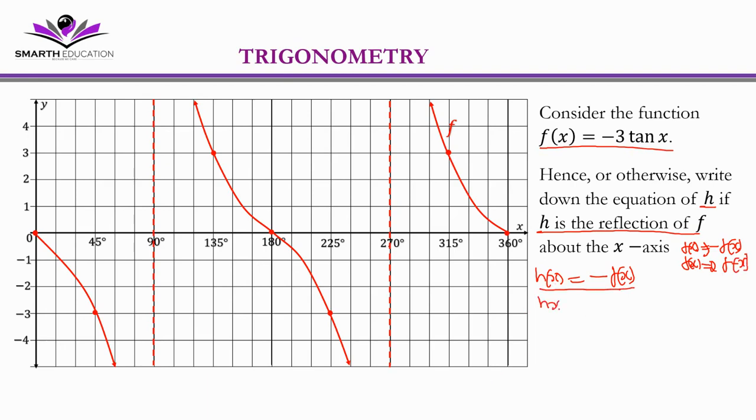So then h of x is equal to negative of negative 3 tan x. So meaning that h of x is equal to 3 tan x. Okay, that's the reflection of f of x about the x-axis, giving us what? H of x.